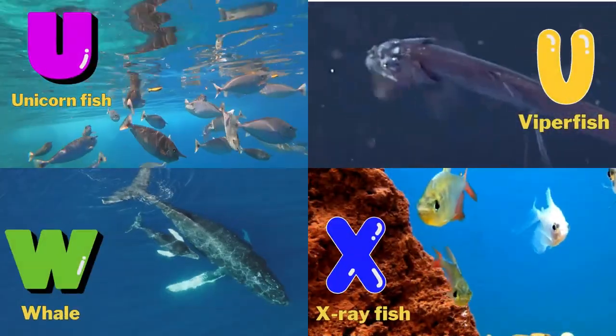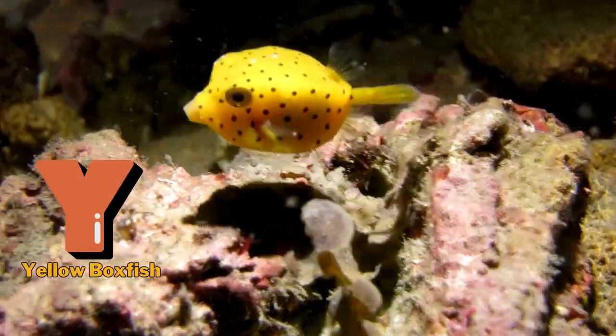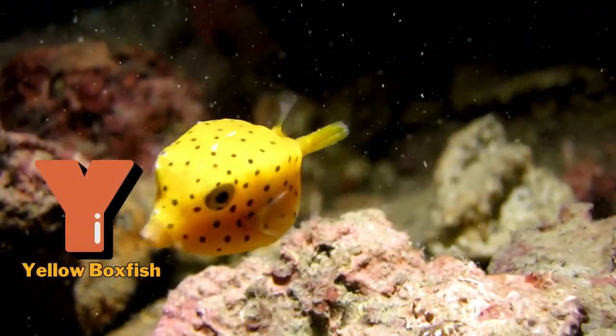Y is for yellow boxfish. Z is for zebra moray.